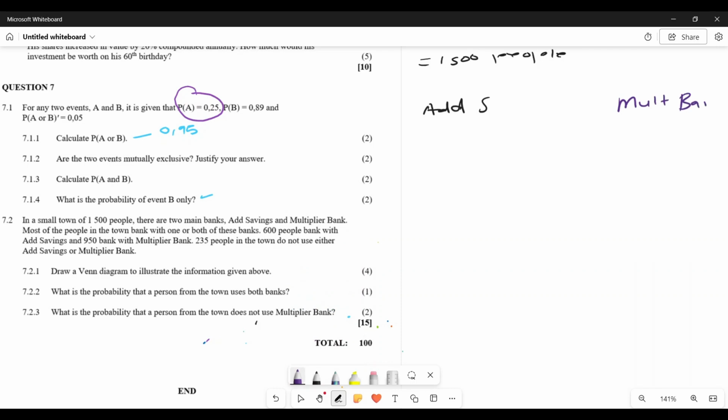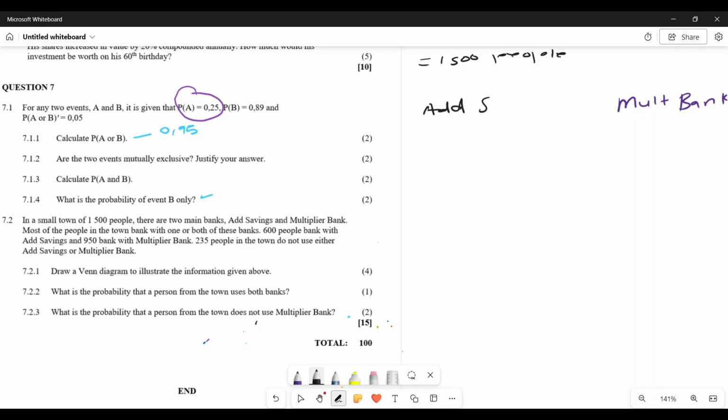Multiplier Bank. Right. And now they say, okay, most people in the town bank with one or both of these banks. Now, if I were to ask you, what kind of an event is this? This would be a mutually inclusive event. Why is that? It's because some of these 1,500 people can bank with one of these banks or both of them, making this kind of event a mutually inclusive event.